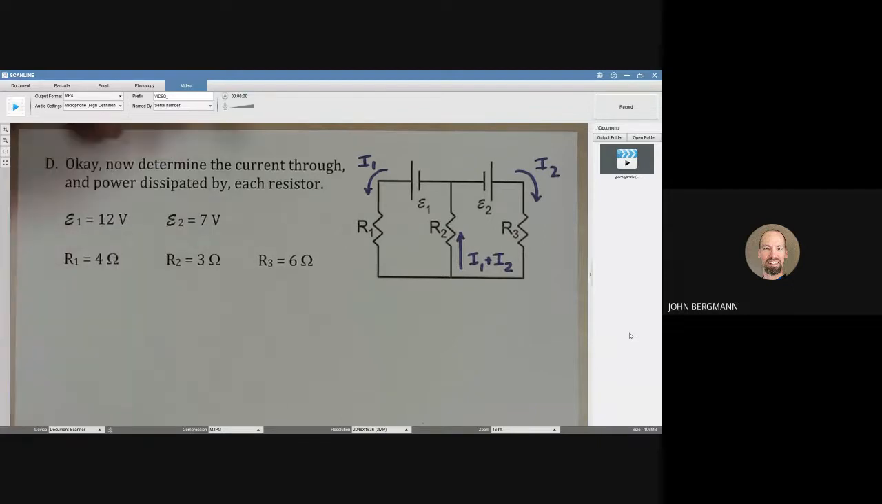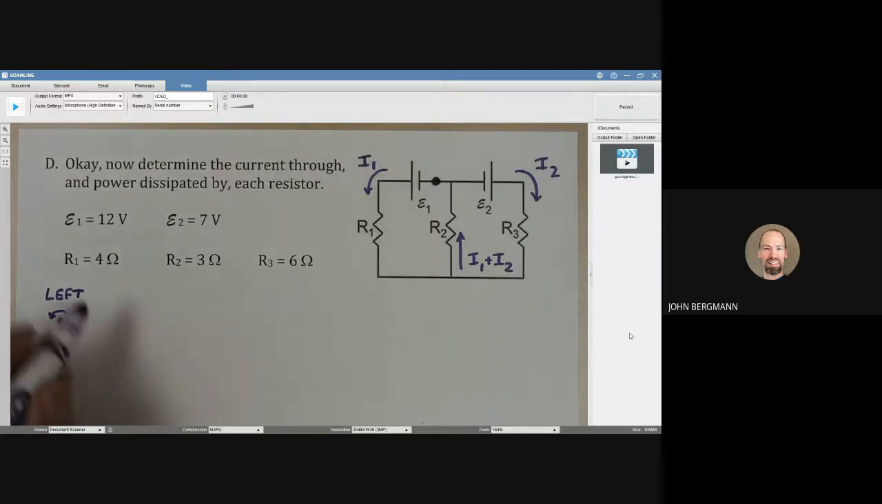Since we have two unknowns, we have to write two loop equations. I'm going to go around the left loop, and I'm going to start at the dot, right there, and go counterclockwise around this loop. So this is what we would get.